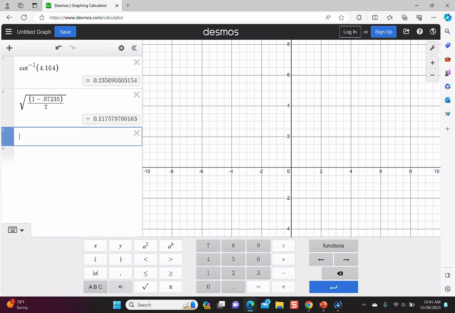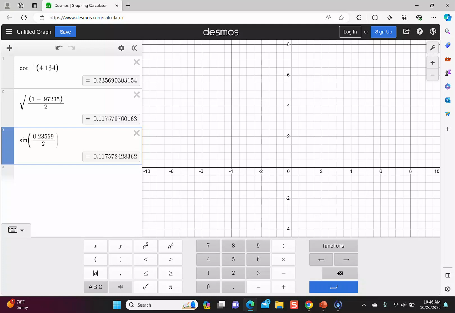We can also check our solution by finding sine of alpha over 2 using the alpha we found from the cotan inverse. This says I would type in the sine of 0.23569 divided by 2. Again, we get 0.1176.